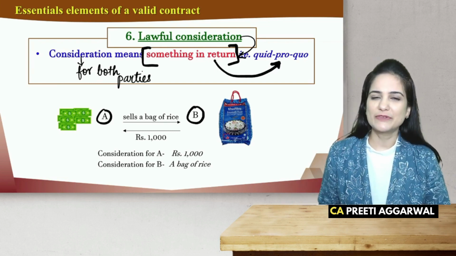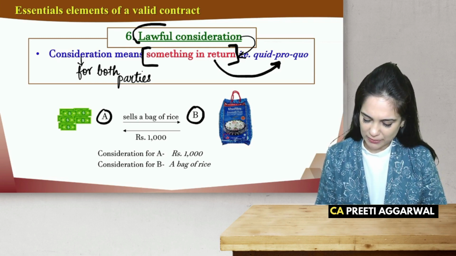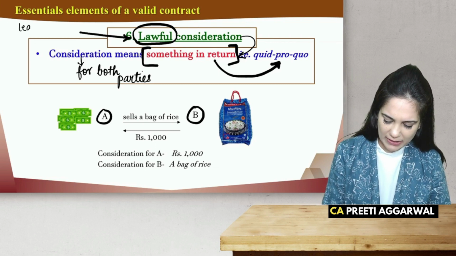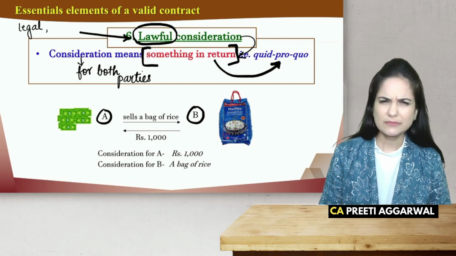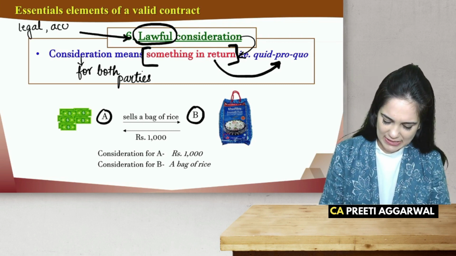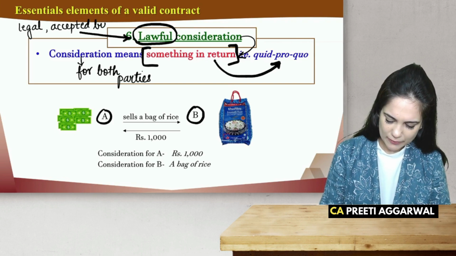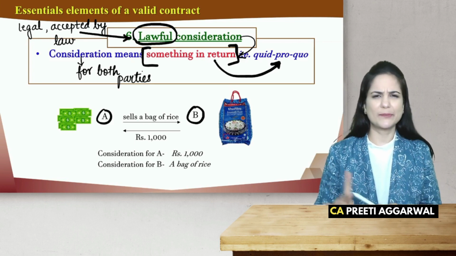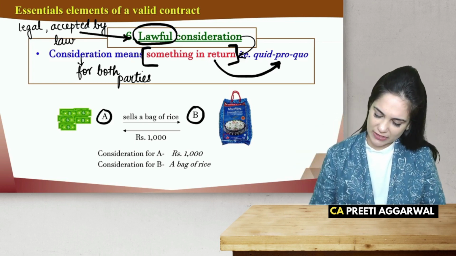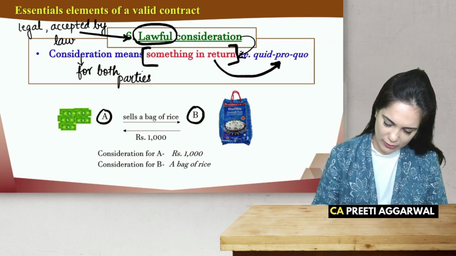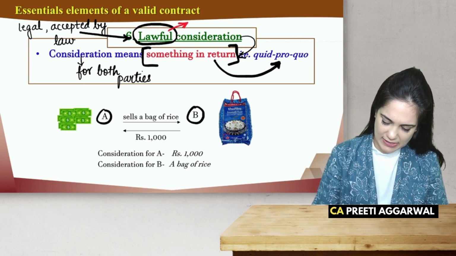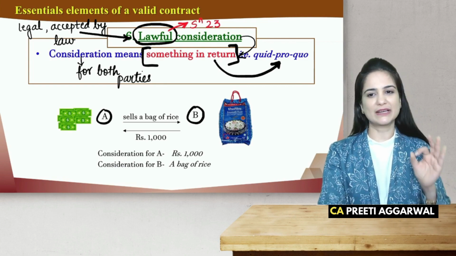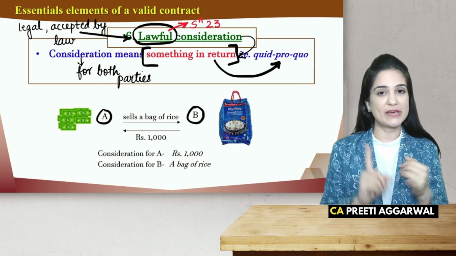The second requirement over here, students, is that the consideration must be lawful. What is lawful consideration? Lawful means it should be legal. It must be something which is accepted by law. The section number over here is section 23. So please write down. Lawful consideration is discussed under section 23. So lawful means that the consideration, whatever you receive, it must be legal, it must be accepted by law.